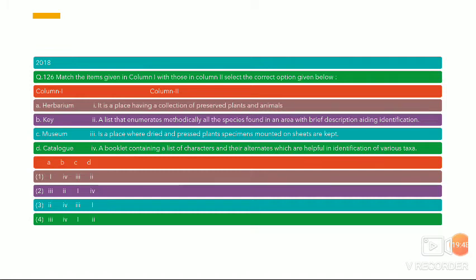Then museum. Museum is a place having a collection of preserved plants and animals. So it is given in fourth option. All three options are right in fourth one. Then comes catalog. Catalog is a list that enumerates methodically all the species found in an area with brief description aiding information. So right option is fourth one.